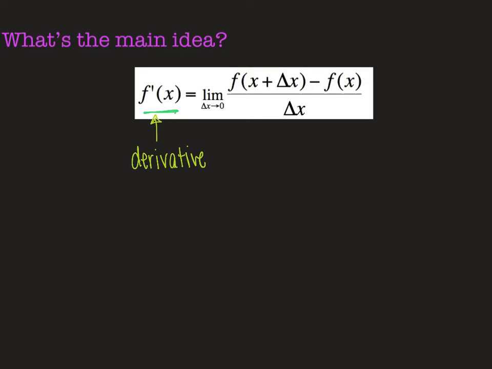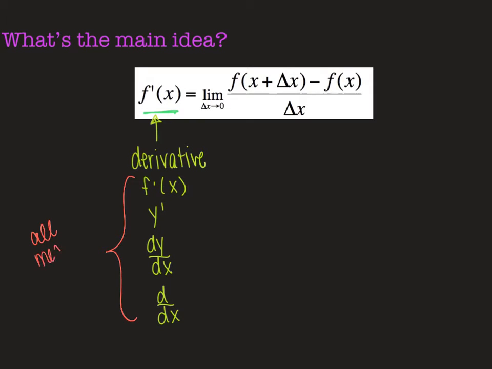There's a couple different notations that all mean the same thing. Obviously this f prime of x. We also have y prime. You could also have dy dx or d dx. So all of these are notation which all mean the same thing: derivative.